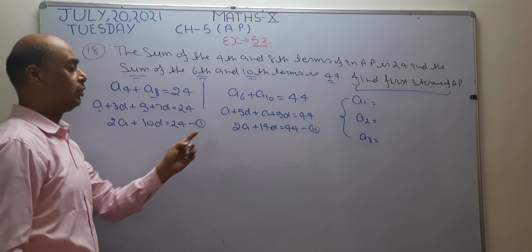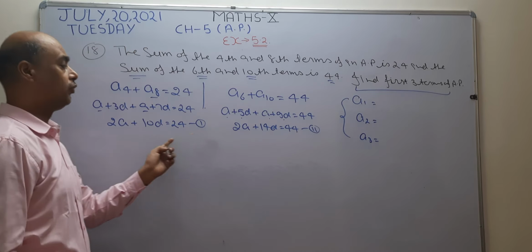From these two equations, I want to find the value of a and d. So I want to solve these two equations by using the elimination method, which we already did in chapter number 3. By using the elimination method, since both the signs are the same, I want to subtract. For subtracting, I want to change the signs. So this positive becomes negative, again positive becomes negative, and this positive becomes negative.